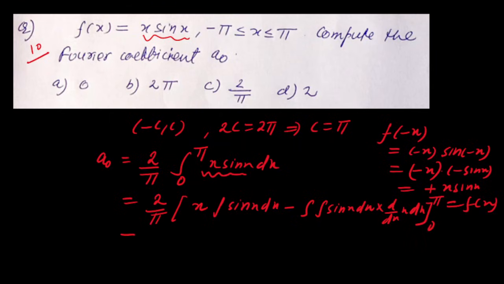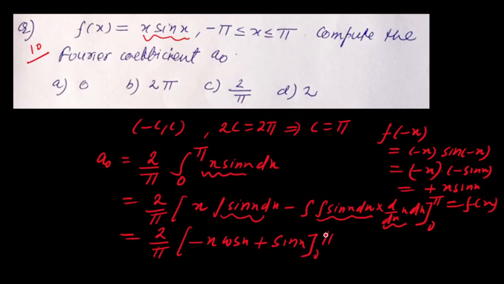Okay, so now I will write it directly. So integration of sine x will give me minus cos x, so I will get minus x cos x, and since it will give me minus cos x, this minus will become plus, and d by dx of x will become 1. So I will just get plus integration of cos x, which is nothing but sine x. Limit of integration is 0 to pi. If I put upper limit pi and lower limit 0, this term will become 0. So no need to do anything.